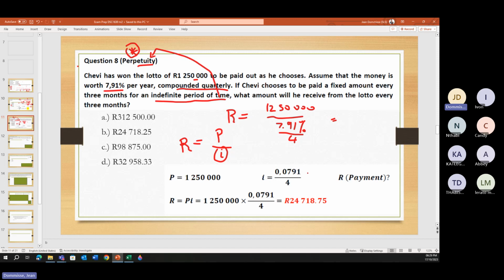So 7.91% divided by 4 gives us 0.01978. Again, I would probably keep that in the memory of my calculator. But again, there are big differences in the answer. So it's not that if you now round this off at this stage to 0.0198 or something like that, that it will get you a different answer. Okay, so that again will not happen.